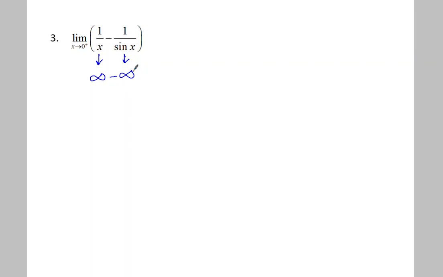And I need to try to get an indeterminate form of a type where I can use L'Hopital's rule, 0 over 0 or infinity over infinity. To do that, I want one quotient here. So I'm going to work on getting a common denominator. I can multiply by each other's denominators.